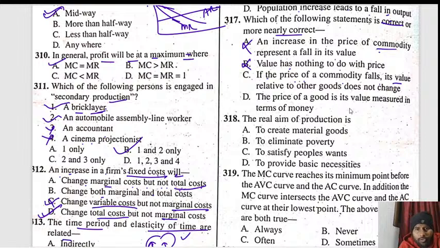The price of a good is its value measured in terms of money. So this is the correct statement. The price is the value of a good measured in terms of money.